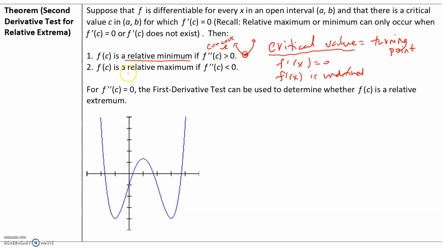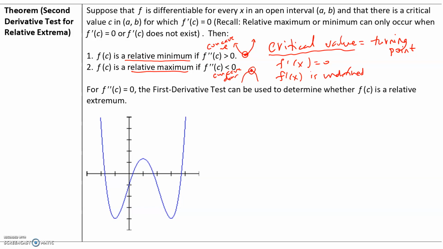The critical value is a relative maximum or local maximum if the second derivative is less than 0. Less than 0 means it's going to be concave down. Concave down looks like an M shape, so this point is going to be a relative maximum. So if it's concave up, which means the second derivative is greater than 0, that critical value is a local minimum. Concave down, it's a local maximum.